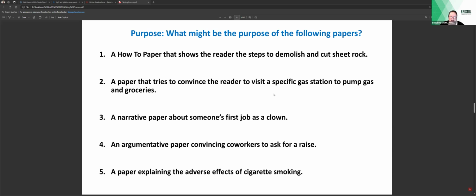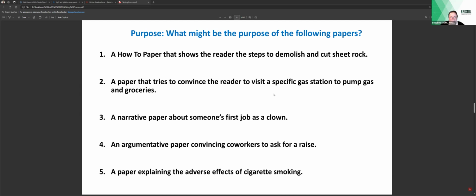Number 1. A how-to paper that shows the reader the steps to demolish and cut sheetrock. This is inform. This is to educate the reader about how to cut and demolish sheetrock. So sheetrock is like plaster, like on the wall.